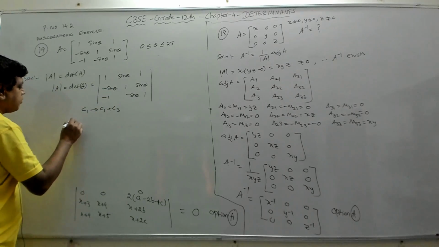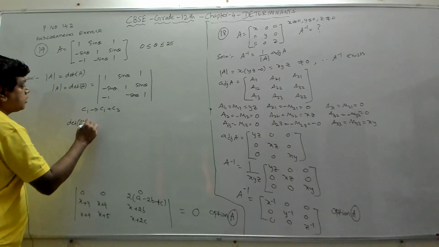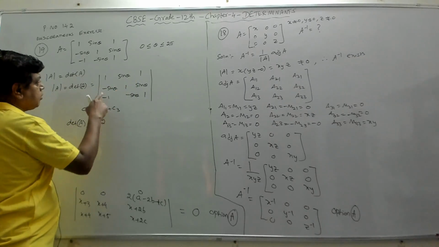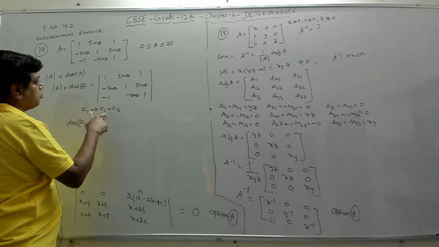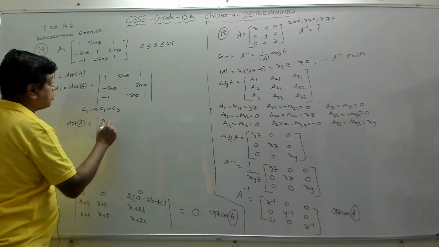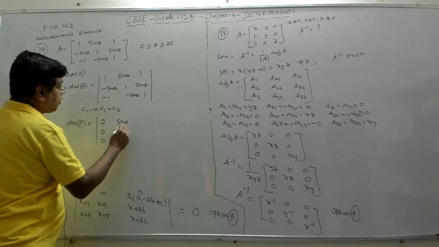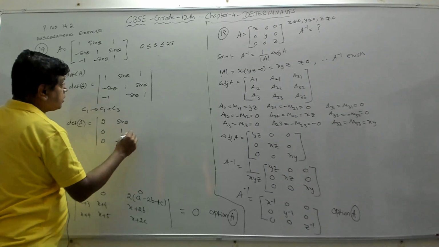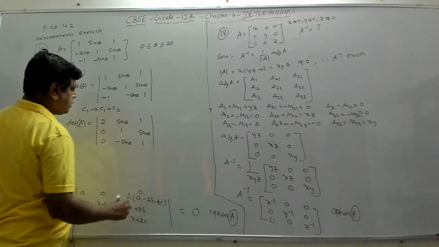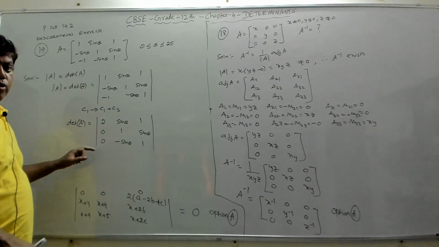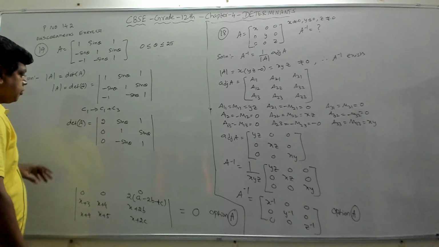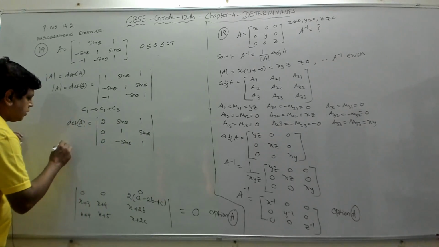So det of A becomes, if I add them, C1 plus C3: 1 plus 1 is 2, minus sin theta plus sin theta is 0, minus 1 plus 1 is 0. Then the other two columns I am writing as they are: sin theta, 1, minus sin theta and 1. Now two elements of column 1 have become 0, so we can expand along column 1.